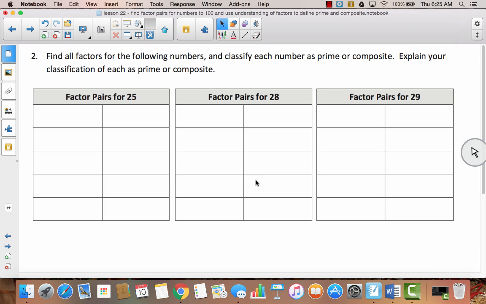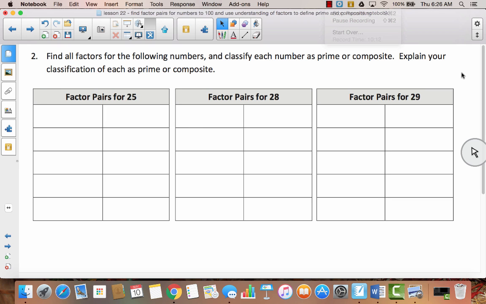All right, so now let's take a look at number 2. It says find all factors for the following numbers and classify each number as prime or composite. Explain your classification of each as prime or composite. Okay, so let's just do the first one together so you can kind of see what's expected. So, first of all, I know that like all the other numbers, one factor pair for 25 would be 1 and 25, right? So, I know that all the numbers between 1 and 24 could possibly be factors of 25.